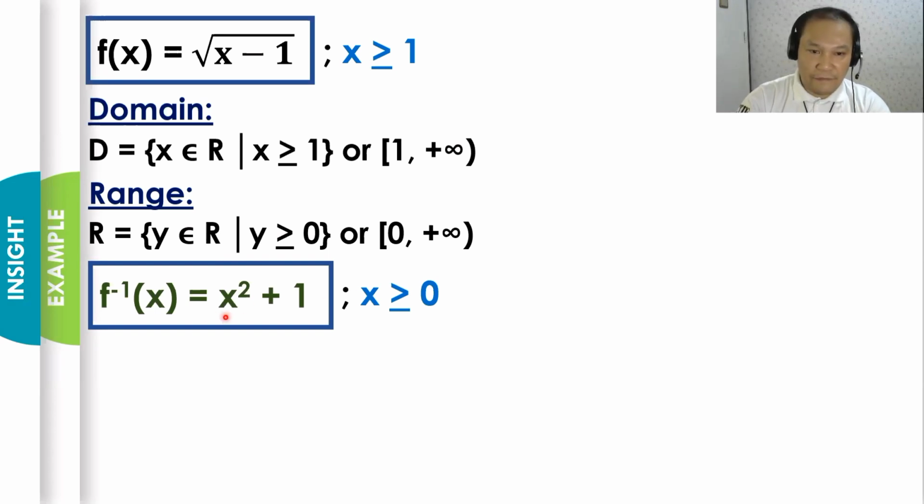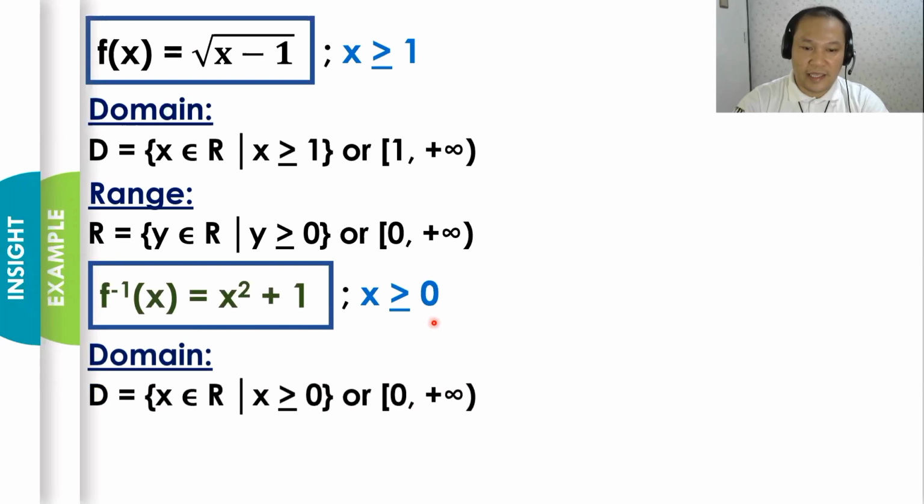On the other hand, for the inverse of the given function, f of x is equal to the square root of x minus 1, the inverse here is x squared plus 1, which is a quadratic function. We also have a restriction, which is x is greater than or equal to 0. Therefore, our domain will be x is any real number such that x is greater than or equal to 0. Or by notation, we have bracket 0 to positive infinity.